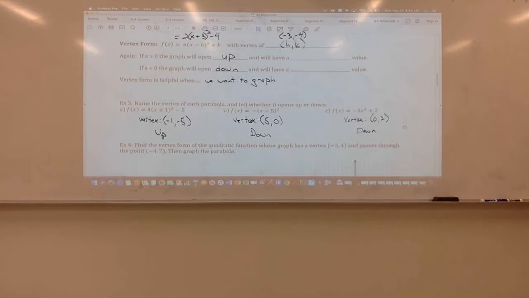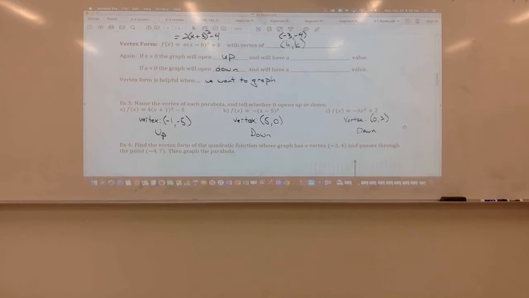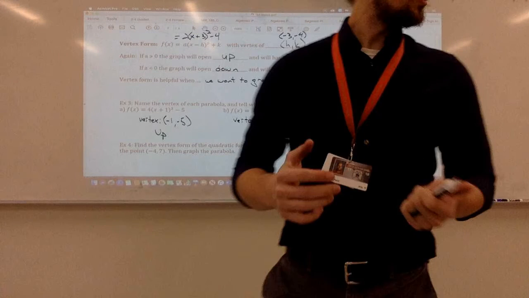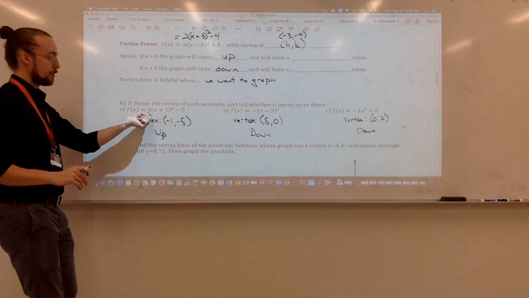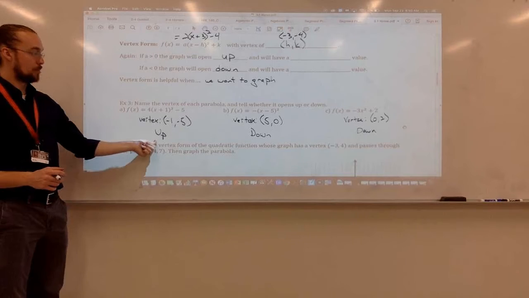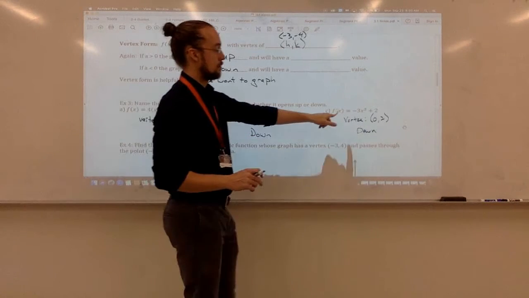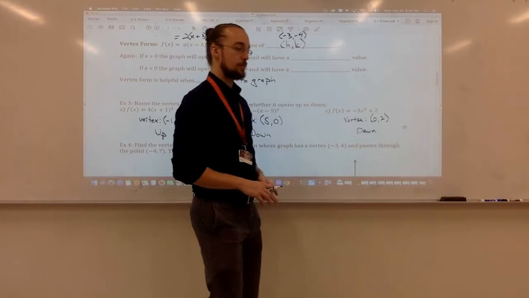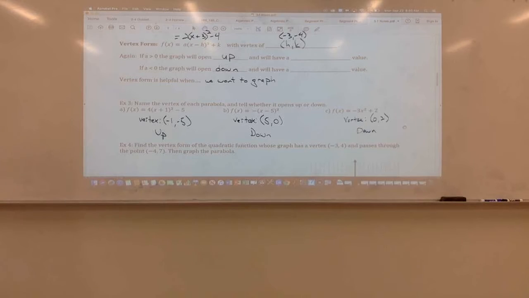Are we okay with recognizing a vertex from vertex form? I'm confused. How do you know if it goes up or down? So we're just looking at the leading coefficient. So right here, this is a positive value, so it opens up. A negative value opens down. Gotcha. Any other questions?